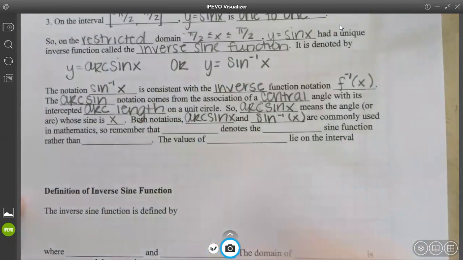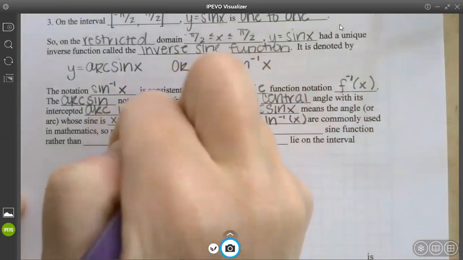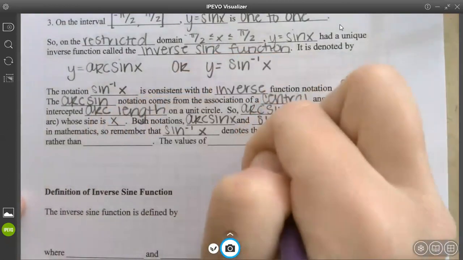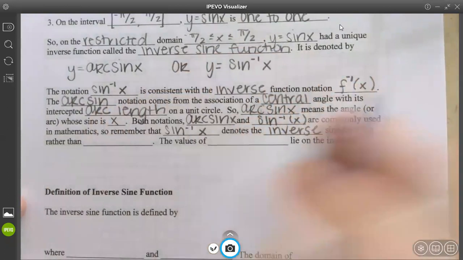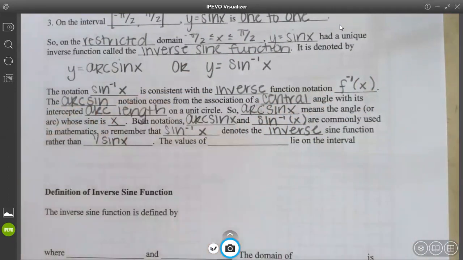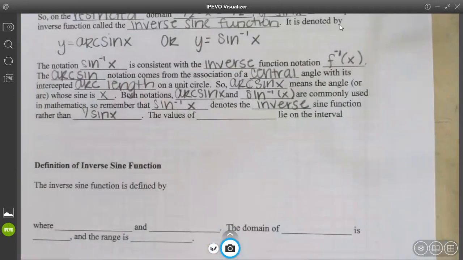So remember that sine negative 1 of x denotes the inverse sine function rather than 1 over sine x. It's not the same.